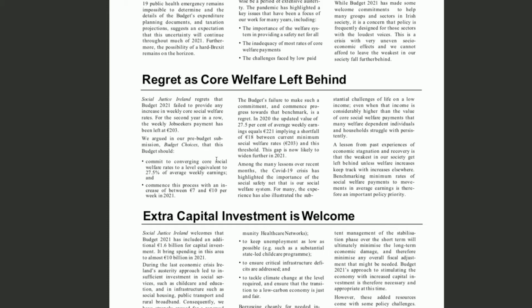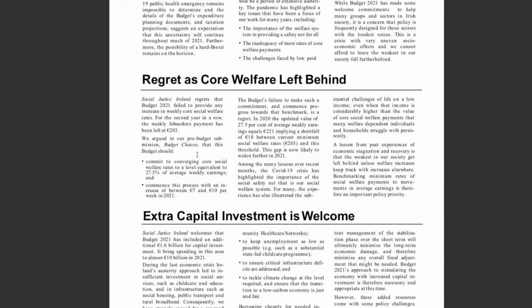In 2020, the updated value of what 27.5% of average weekly earnings would be is €221. So that implies a shortfall of about €18 per week. We've seen with COVID-19 how the social safety net is so important. For many, the experience also illustrated the fact that even on a very low income, the social welfare payments are so important. The weakest in our society will continually get left behind unless welfare increases keep track with increases elsewhere.